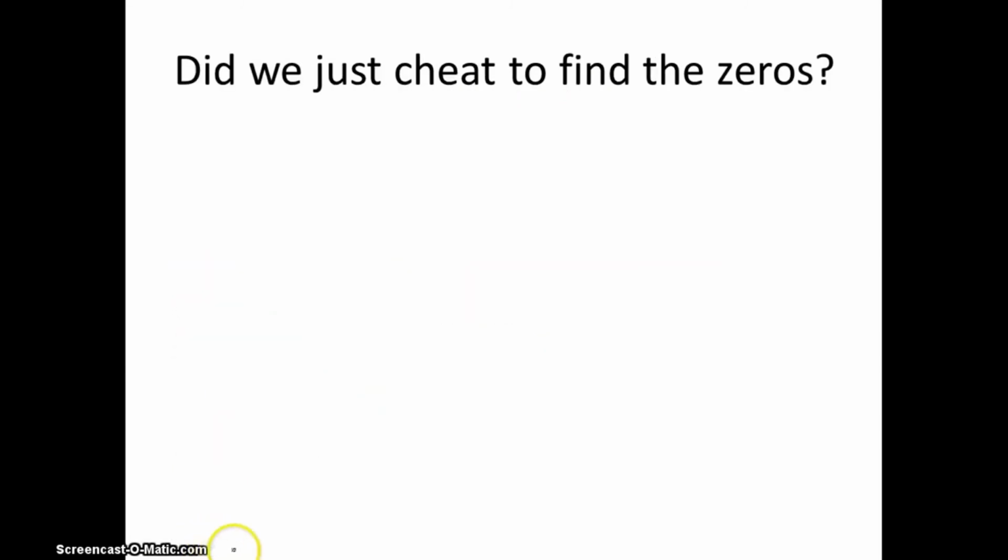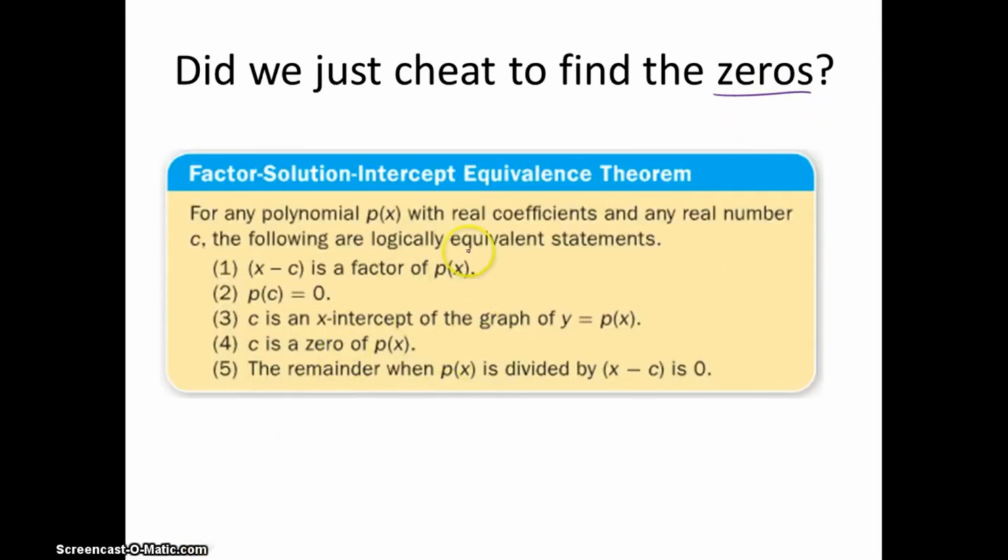So some of you might be thinking, okay, but we can't always use a graph. Didn't we just cheat to find the zeros? Well, not really, because there are a lot of ways that we can find the zeros of a polynomial. One is graphing, like we just did. There are formulas, like the quadratic formula, which finds the zeros of a quadratic polynomial. But the point is we just have to have some way to find those zeros. And all of these statements right here are equivalent.